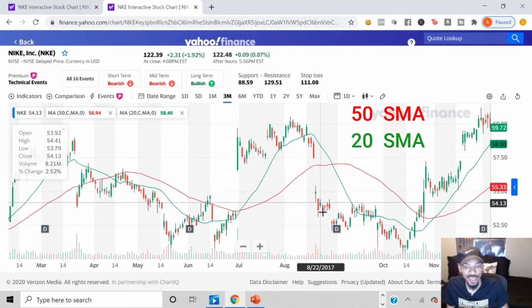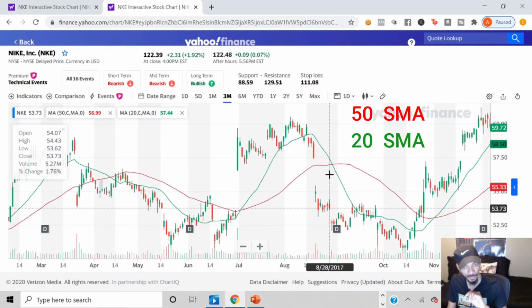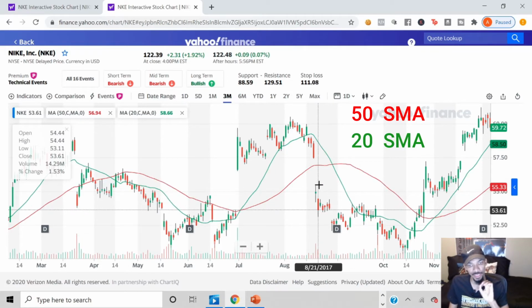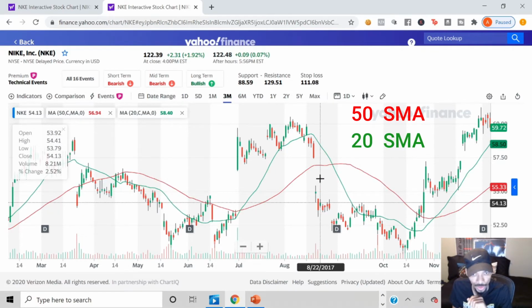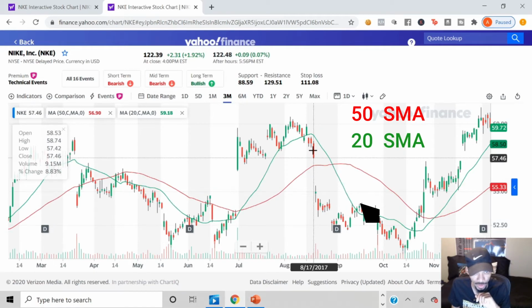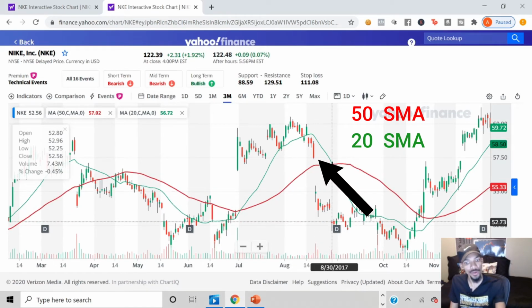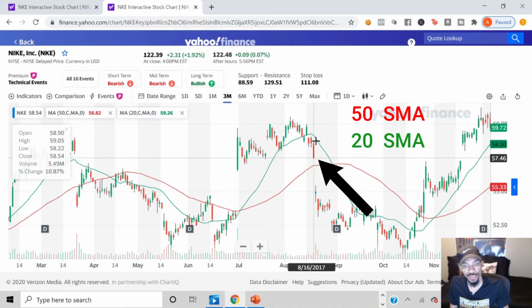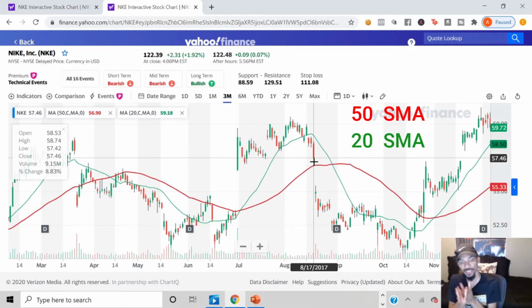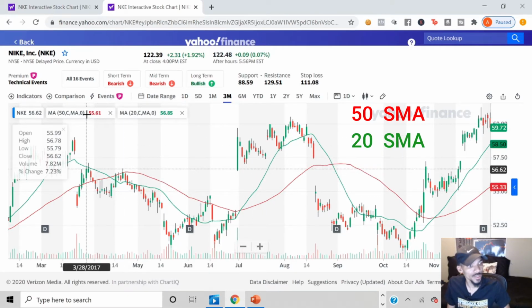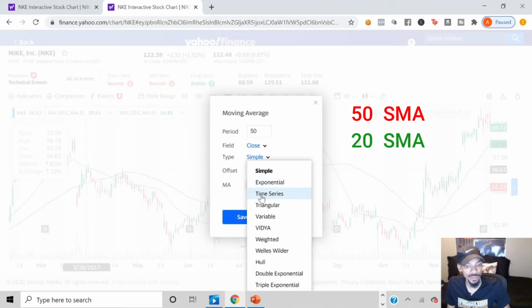All right, but I wanted to focus on this area right here. As you can see, I want you to pay attention to this candlestick in particular. See how it is with simple? I just wanted to show you this. When I say exponential, it reacts a little closer to the price action than simple. So remember this one. Now I'm going to switch it to exponential.